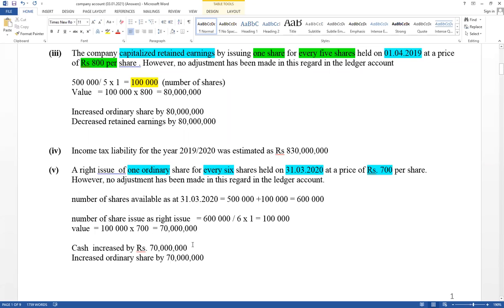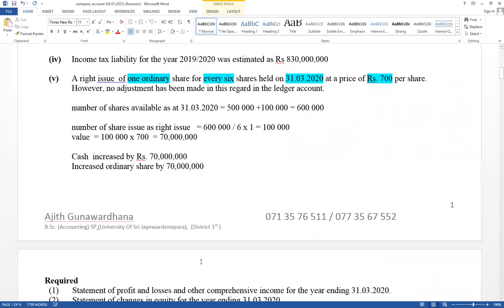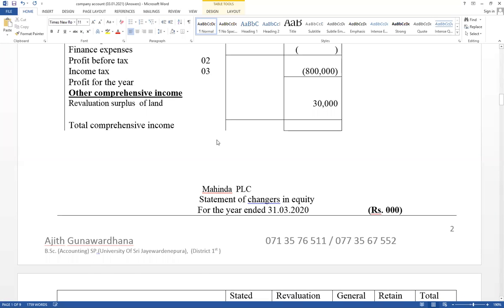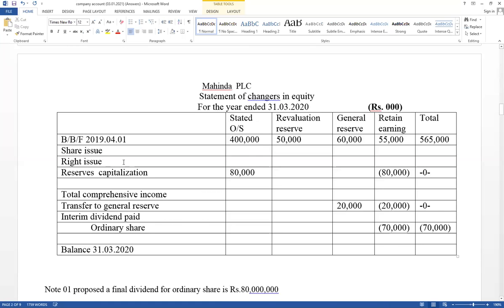Therefore, you have to know how to disclose in the statement of changes in equity. Share capital increase, cash increase, cash available in the statement of financial position. But now I am going to discuss only income statement and statement of change in equity. Therefore, cash increase, that value cannot be recorded now. Only increase share capital, it should be included in statement of change in equity. Think about this is statement of change in equity as a right issue. As a right issue, share capital increased by 70,000.